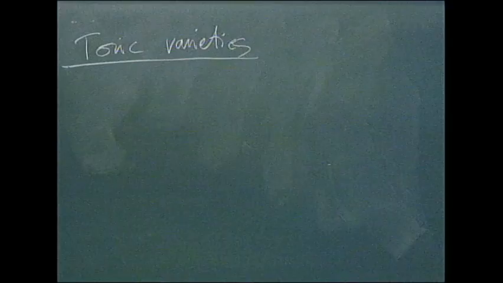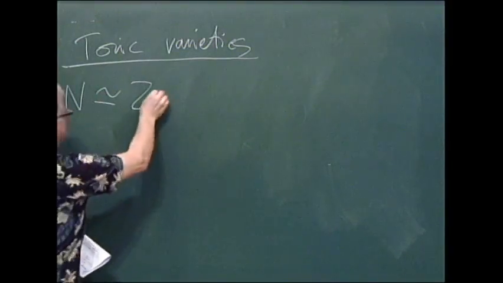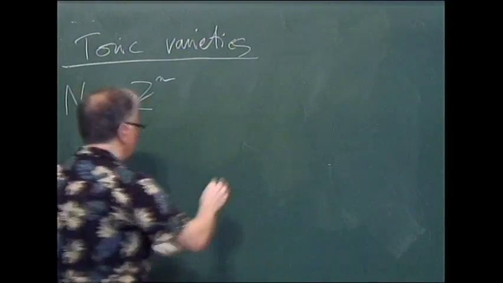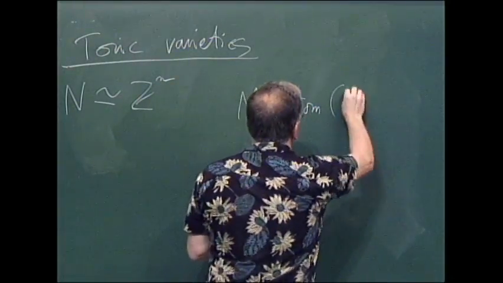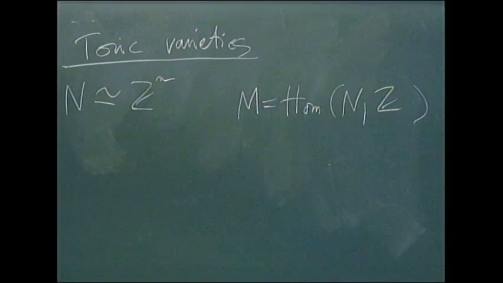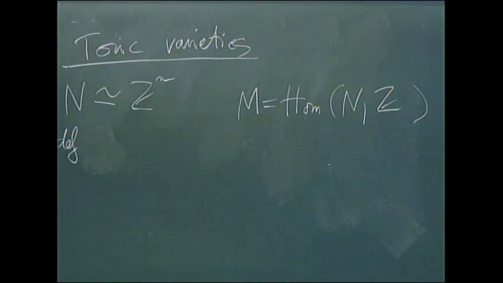Okay, so in toric varieties, N is some lattice isomorphic to Z^n, and M is the dual. And for me, the starting point here is always a Fano polytope.